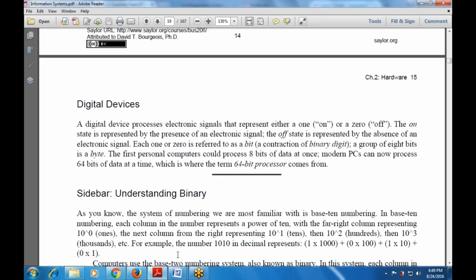Each 1 or 0 is referred to as a bit, and a group of 8 bits is a byte. The first personal computer could process 8 bits of data at once, and a modern PC can process 64 bits of data at a time, which is where the term 64-bit processor comes from.